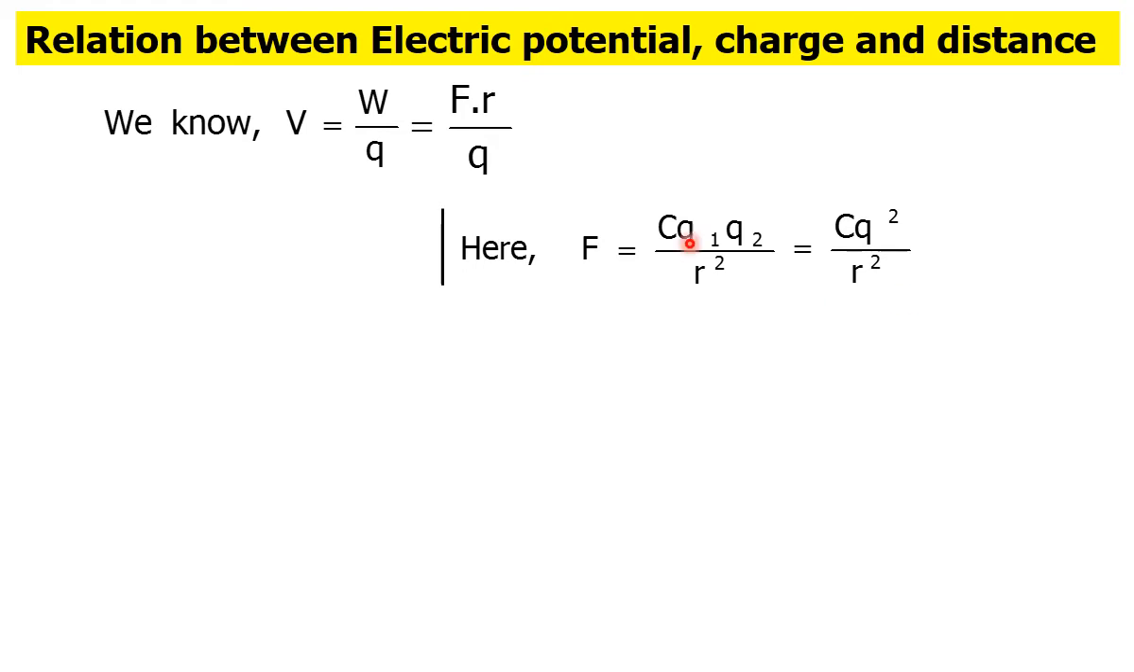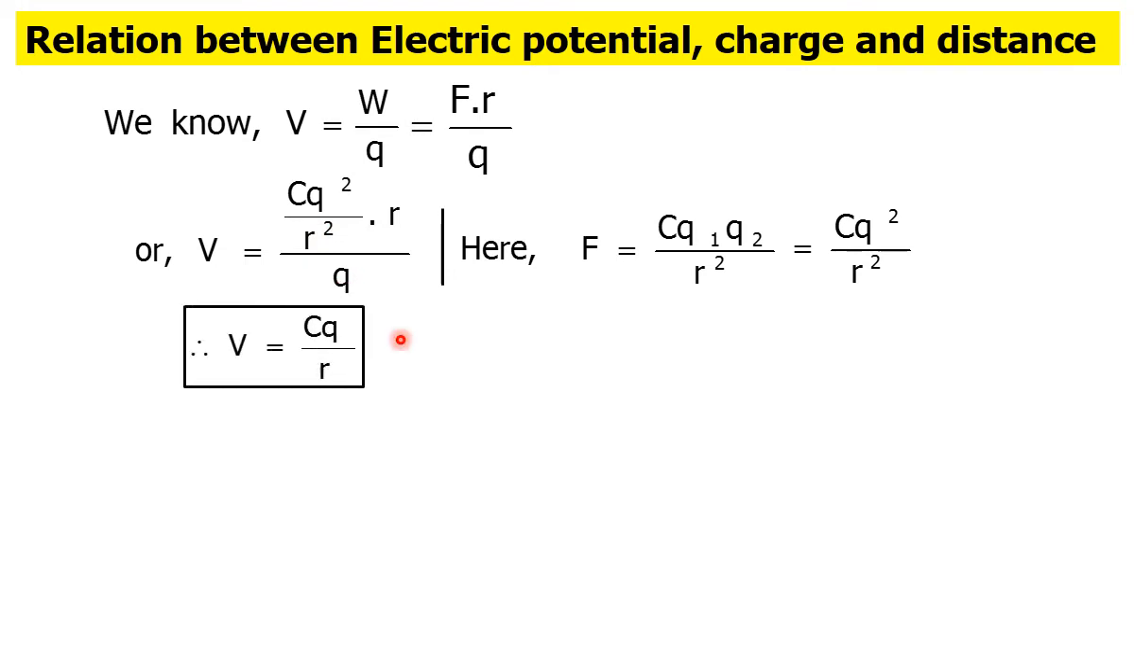For similar charge, the amount of first charge and second charge is equal, so we can write F equal to kQ square by R square. Now if we put the value of F in the formula of V, then we can write V equal to kQ square by R square into R divided by Q. If we cancel the R and R, Q and Q square, then we can write V equal to kQ by R. That is the formula to calculate the electric potential.